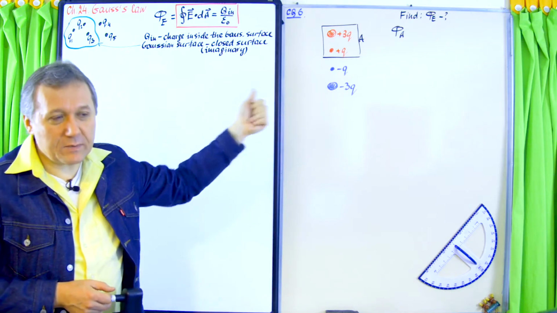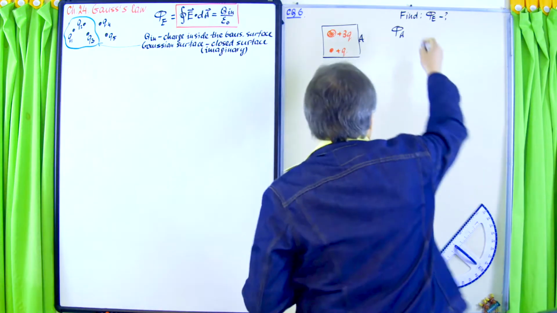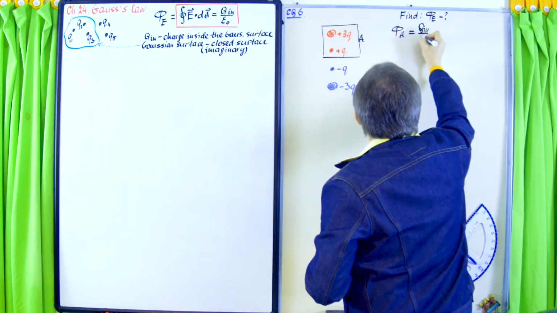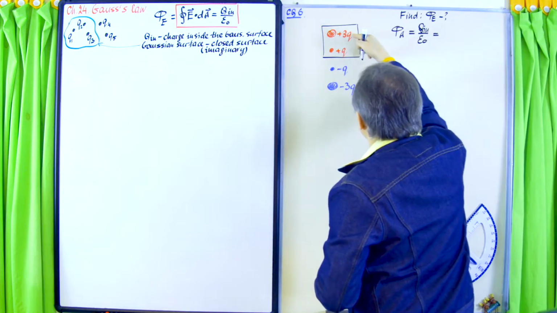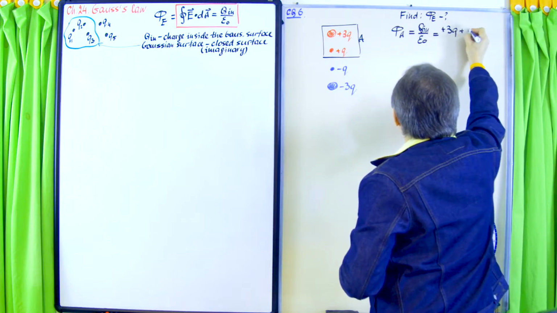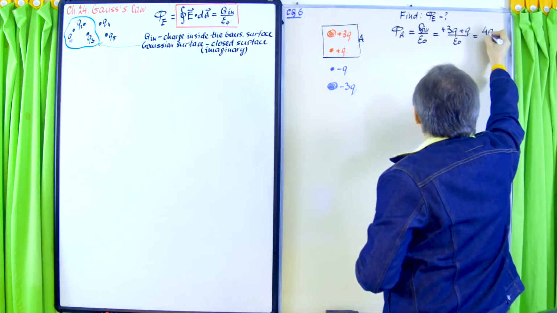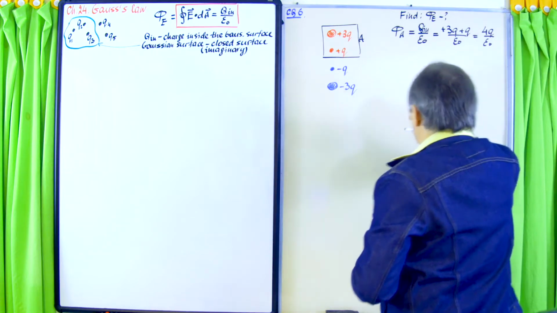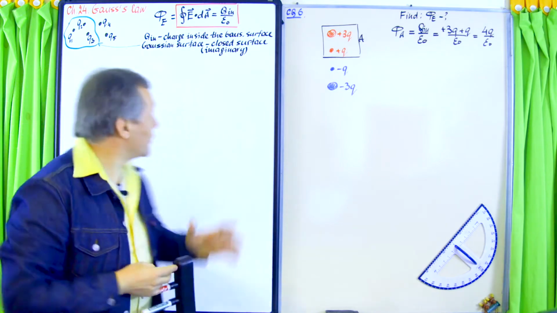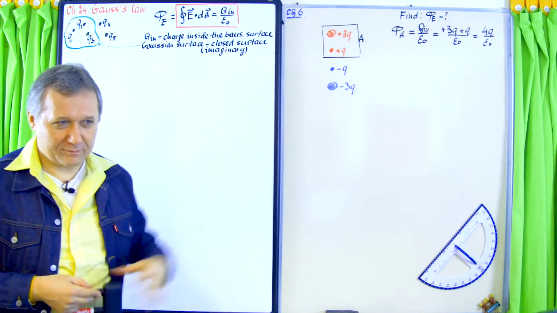Sometimes I give a question like this among the multiple choice questions on the exam. So in this case, let me write Q enclosed over epsilon naught. We have plus 3Q and plus Q, so plus 3Q plus Q divided by epsilon naught. The flux will be 4Q over epsilon naught. Only charges inside count. Any charges outside, we don't care about them. They are outsiders.